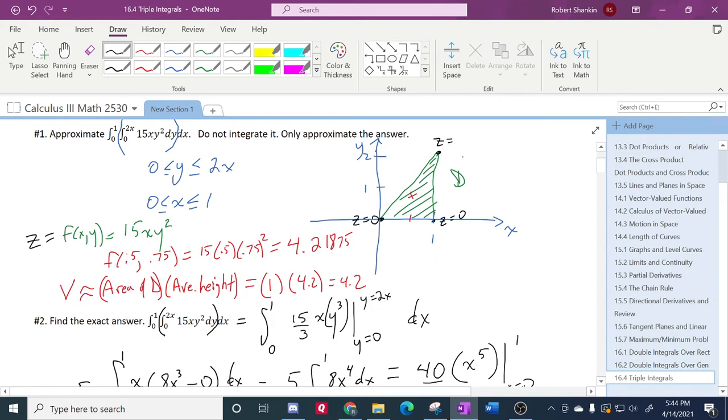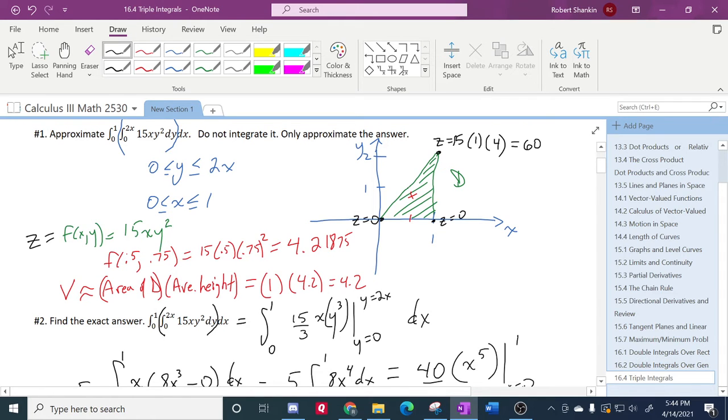z is equal to 15 times x, which is 1, times y squared, where y is 4 so y squared is 16... that's going to be 60. Oh, it's really tall right above this. So, although there's not so much of it, it does go way up there.